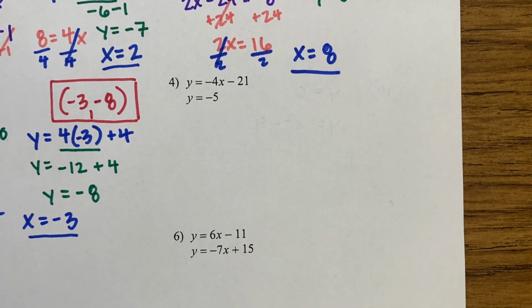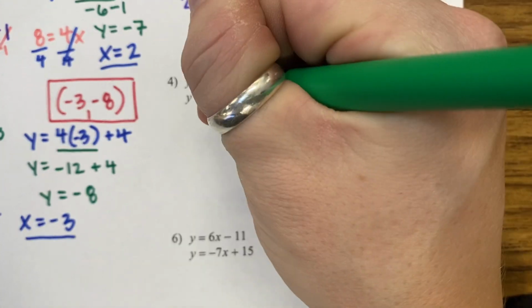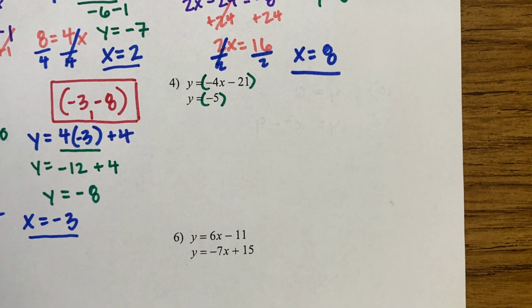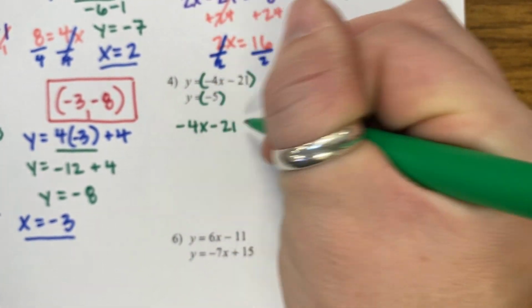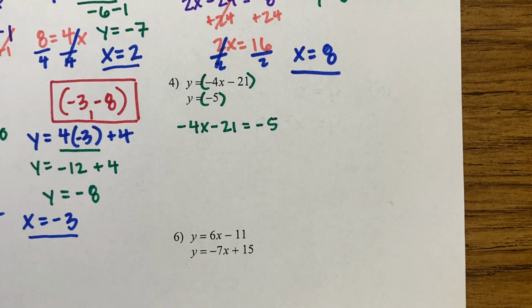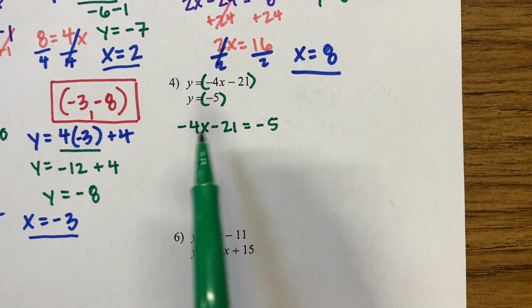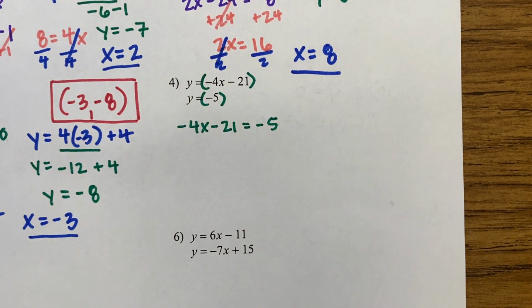Alrighty. So let's try that again. Okay, so they're both equal to y, which means they are equal to each other. Okay, so I'm going to take my top one, negative 4x minus 21, set it equal to my bottom guy, negative 5. Okay, and this guy is actually, we don't have to move all my x's to one side because they're already all on one side. So I can just start solving this guy.